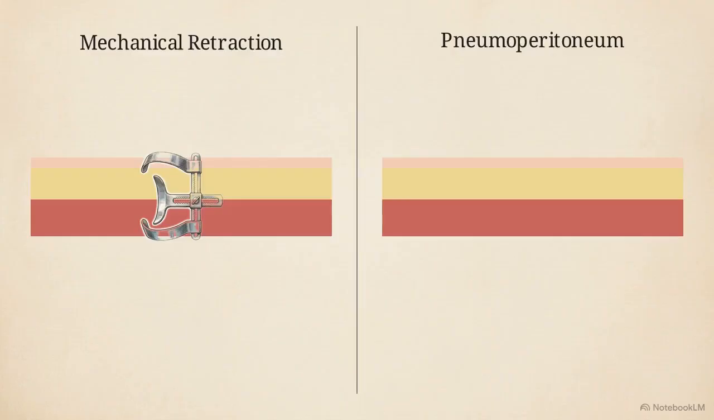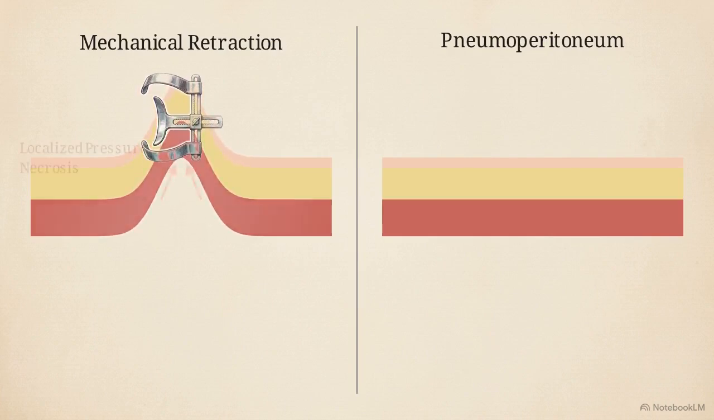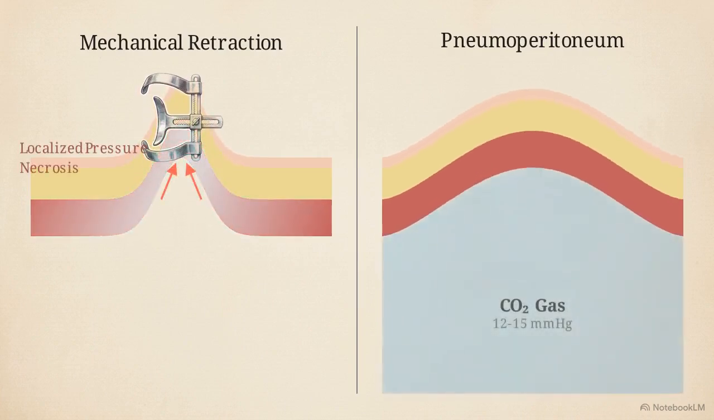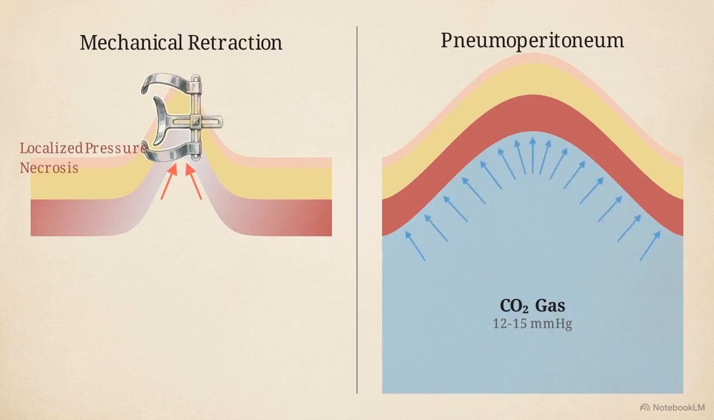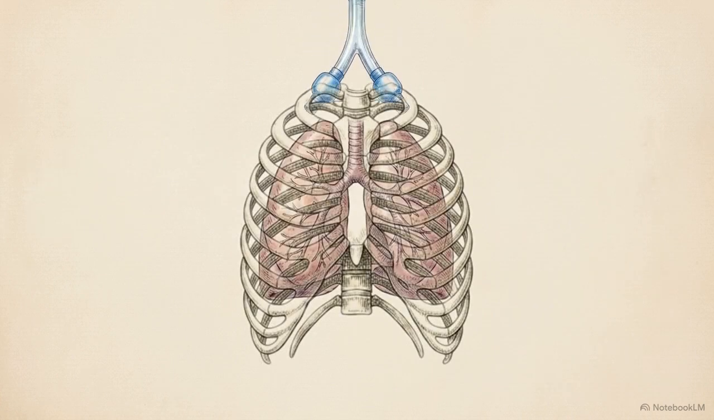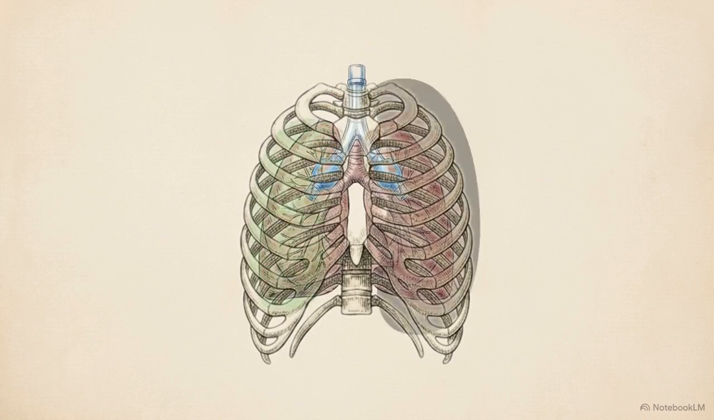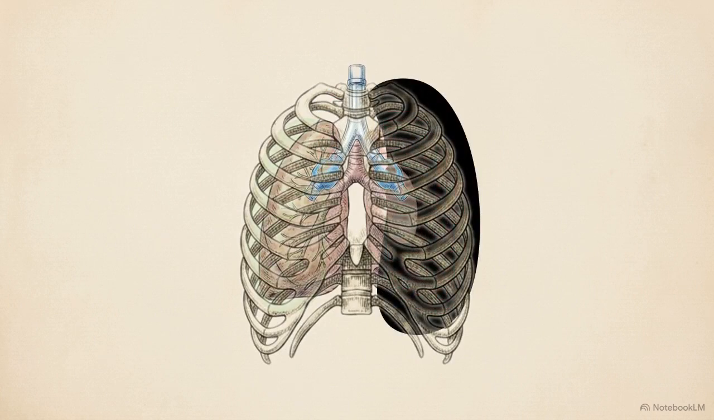By inflating the abdomen with carbon dioxide, the system applies a low-pressure force uniformly across the entire body wall. This creates a stable workspace while eliminating localized pressure necrosis. Thoracic surgery requires a different mechanical logic. Because the ribs are rigid, space is created not with gas, but by using double-lumen endotracheal tubes to isolate and deflate a single lung on the side of the operation.